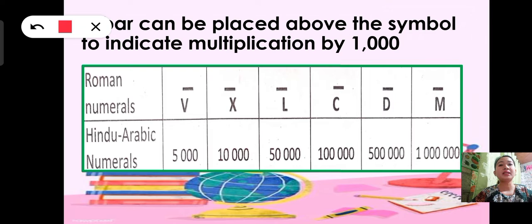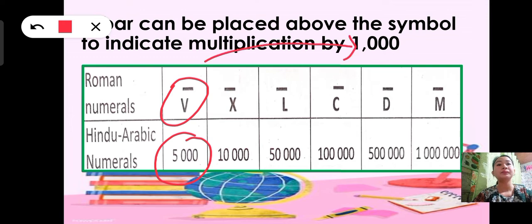Let us now study the table below. Roman numeral V that has a bar on top, in Hindu-Arabic numeral, the value is 5000. How will we get 5000? Simply, the value of V is 5, multiply it by 1000. The result or the value is 5000.